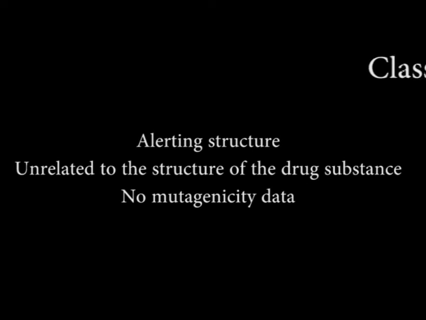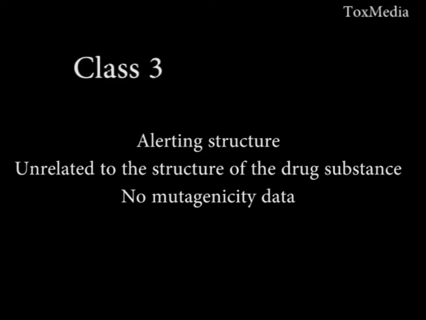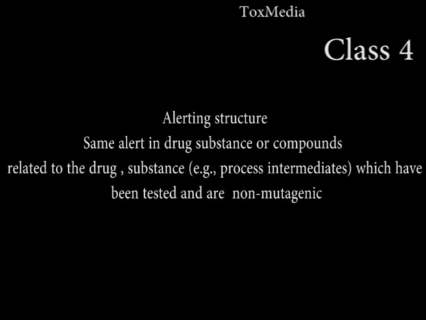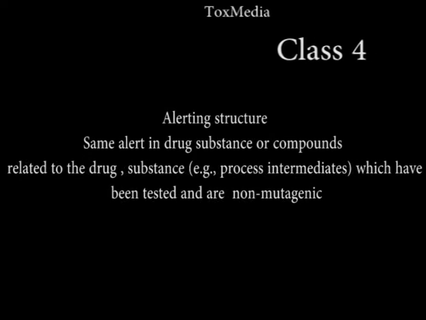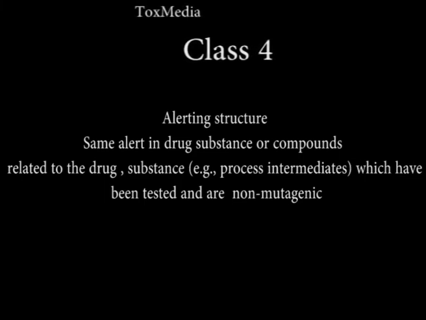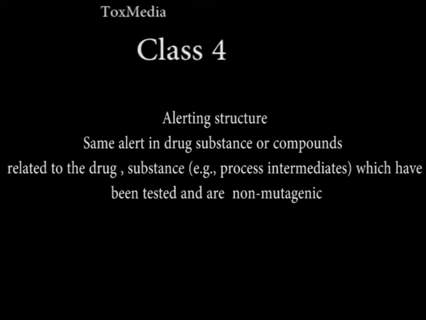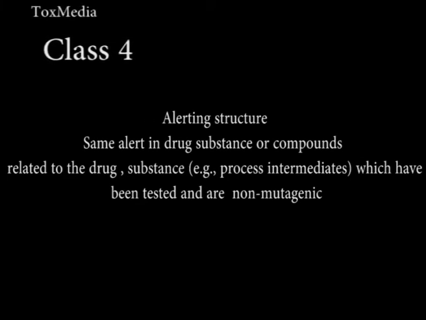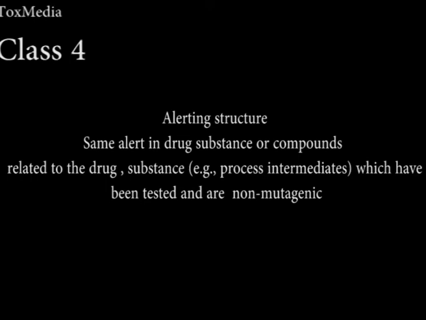Under Class 3, the impurity contains alerting structure which is unrelated to the structure of the drug substance and no mutagenicity data is available. In Class 4, the impurity contains alerting structure and the same alert in the drug substance or compounds related to the drug substance. Example, process intermediates, which have been tested and found to be non-mutagenic.